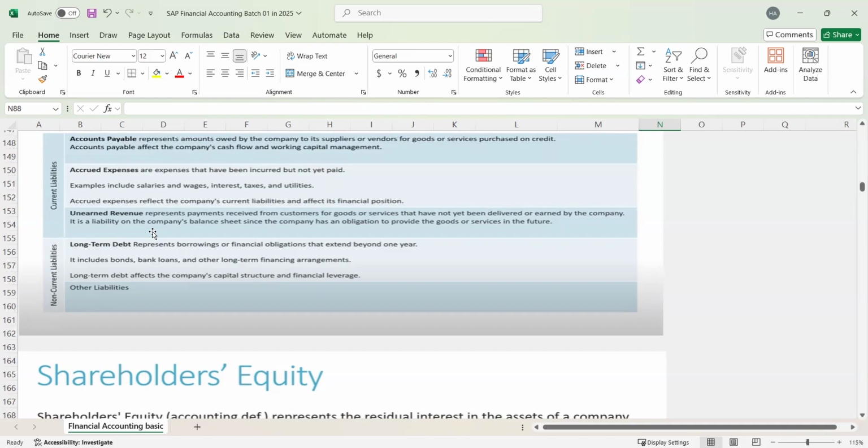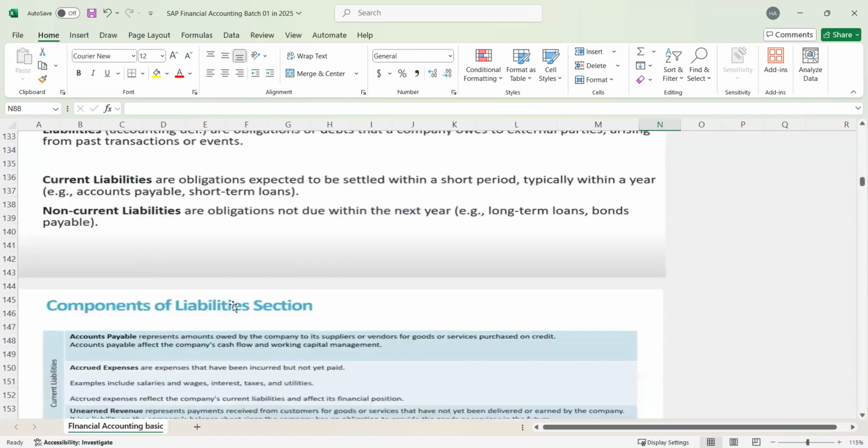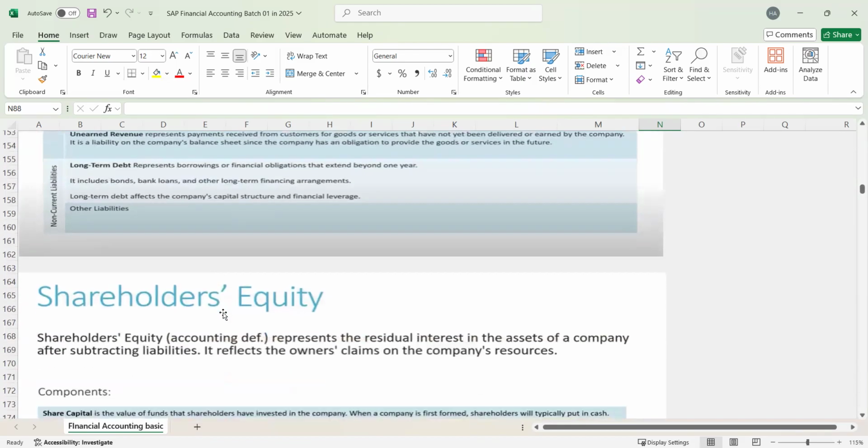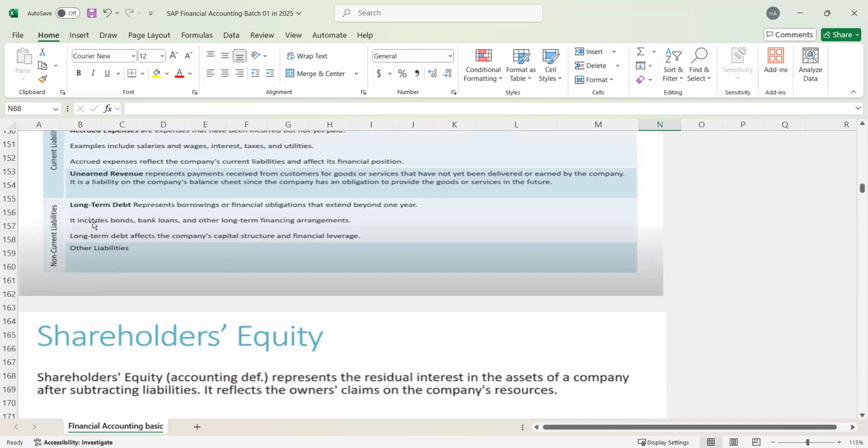Then there is unearned revenue: payment received from customers for goods or services that have not yet been delivered. It's here just for you to have a glance at what it means. But I'm sure we understood what this means when we were explaining all these things. We've explained both current and non-current. It's just a snapshot for you to go through again and read, because I've explained it before.